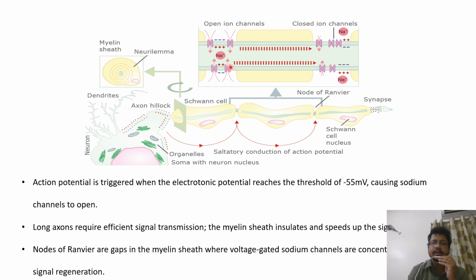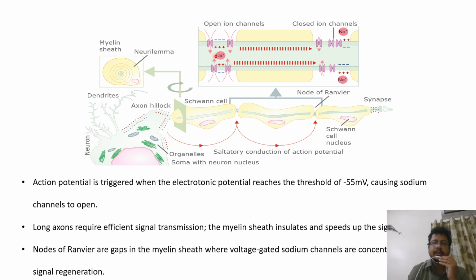Here depolarization occurs, then repolarization, then depolarization, then repolarization. So this process is quite slow. Now in myelinated axons, the story changes. Myelin is a fatty insulating sheath wrapped around the axons by specialized cells. Its job is to prevent ions from leaking out through the membrane.